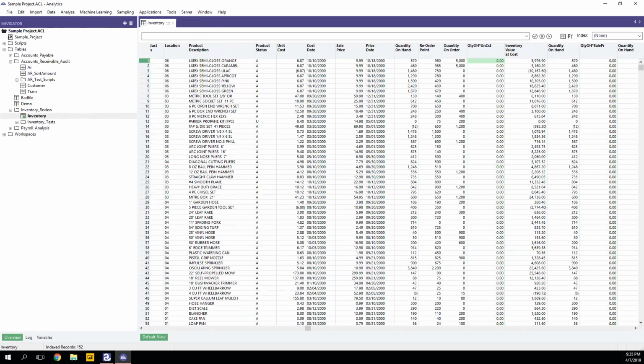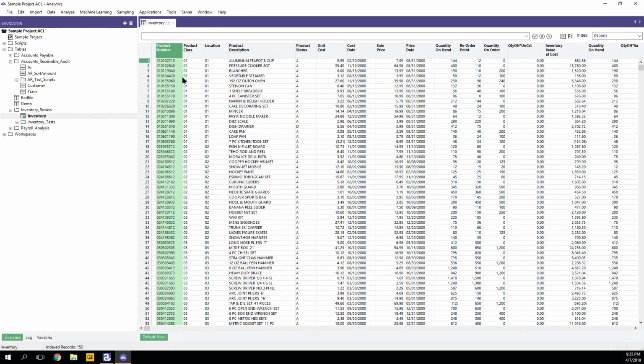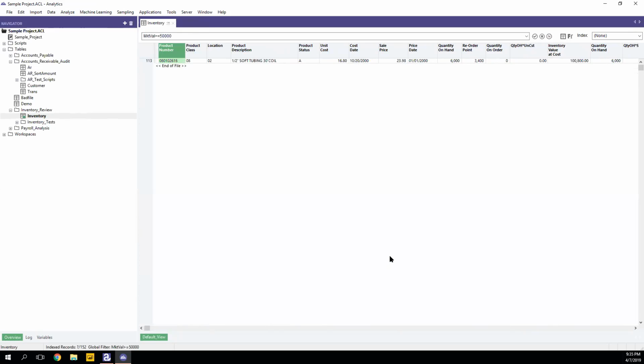So that's our challenge, calculate the items. Okay, I'm going to get rid of that sort and make sure that we go back to having product number on its own and sort it by that, which is what we did before. I need to use a filter to identify items with a market value greater than or equal to $50,000. So these are the ones I'm going to go check. Now here's my filter. Give me a market value greater than or equal to 50,000. Click OK. I've got the soft tubing.